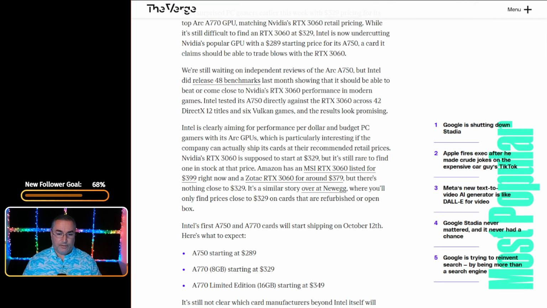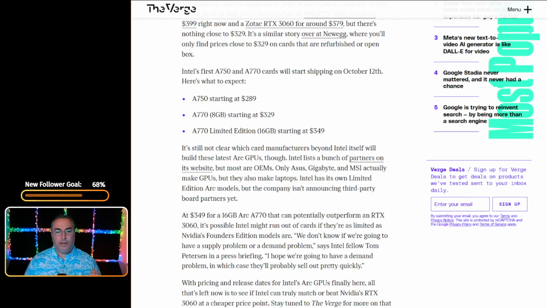They've got the pricing for the A750, A770, and the limited edition A770. The A750 is starting at $289. The A770 8 gig is starting at $329. And the A770 limited edition at 16 gigs is starting at $349. Now these, I could purchase these all day long. This would be fine.